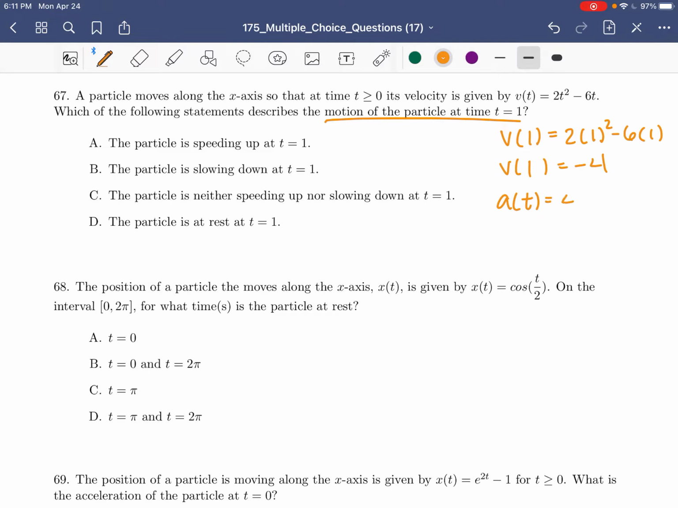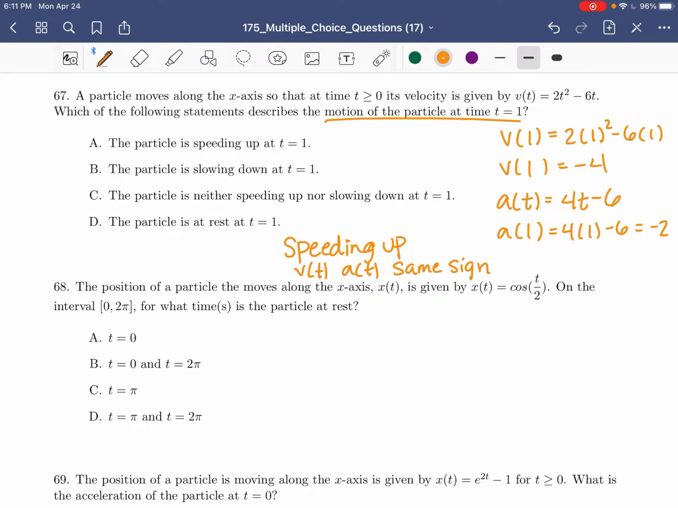And then we got to find the acceleration. So our acceleration equation is 4t minus 6. So I plug in a 1, I'm going to get 4 times 1 minus 6. It's -2. So based on this, we can see our velocity is negative and our acceleration is negative. So this is going to tell us that it is speeding up because velocity and acceleration have the same sign. So your answer here would be A.